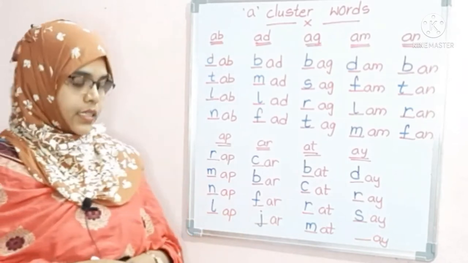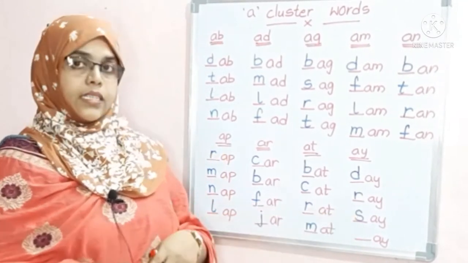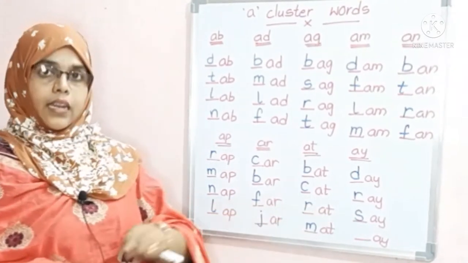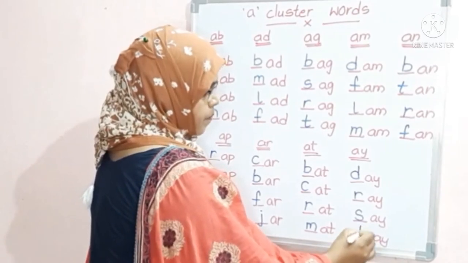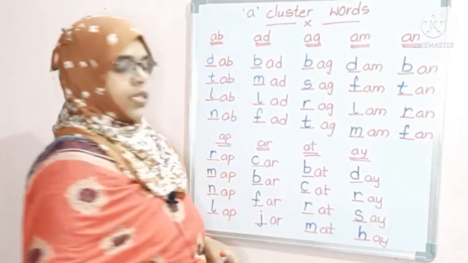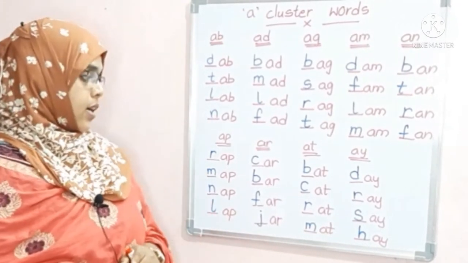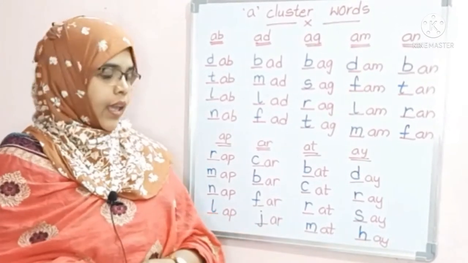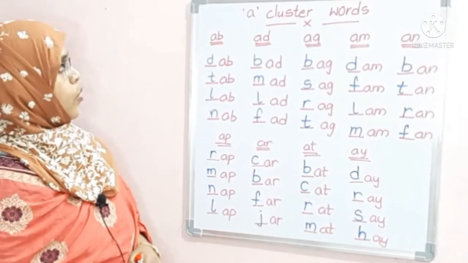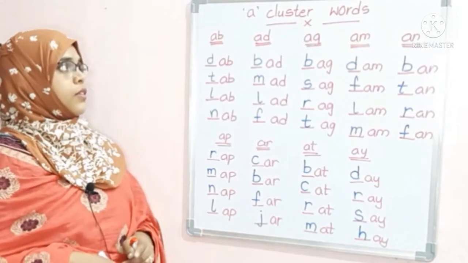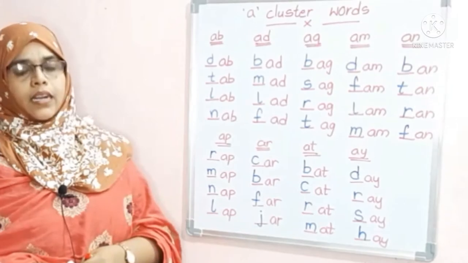This is letter S. Sound of letter S is S. AY is A. S A becomes say. This is letter H. The sound of H is H. AY is A. H A becomes hey. So, children, hope you all have understood the different words formed by using a cluster.